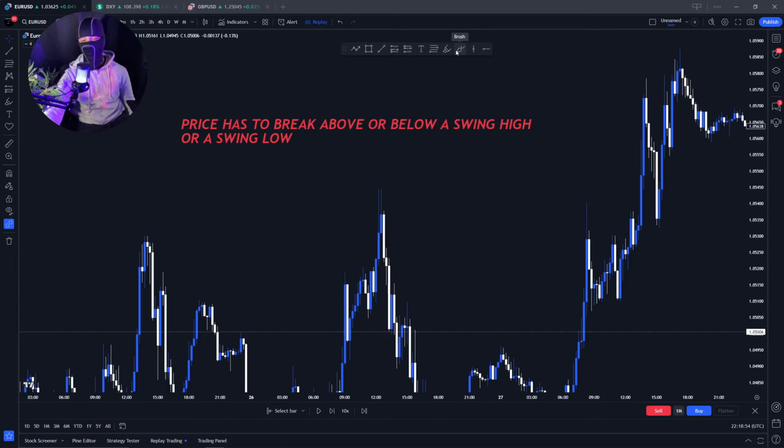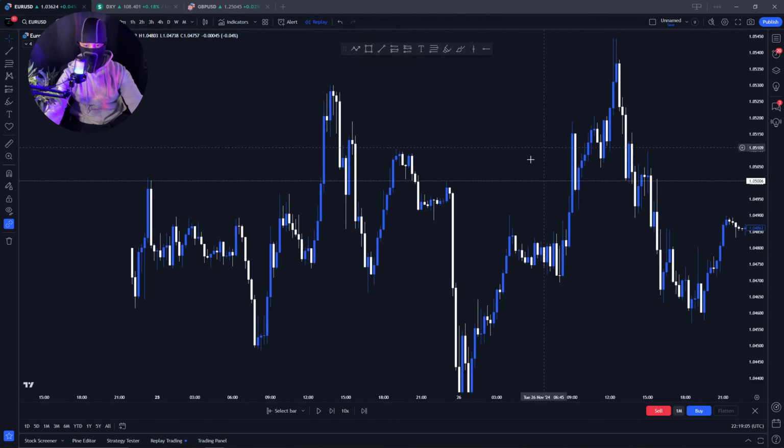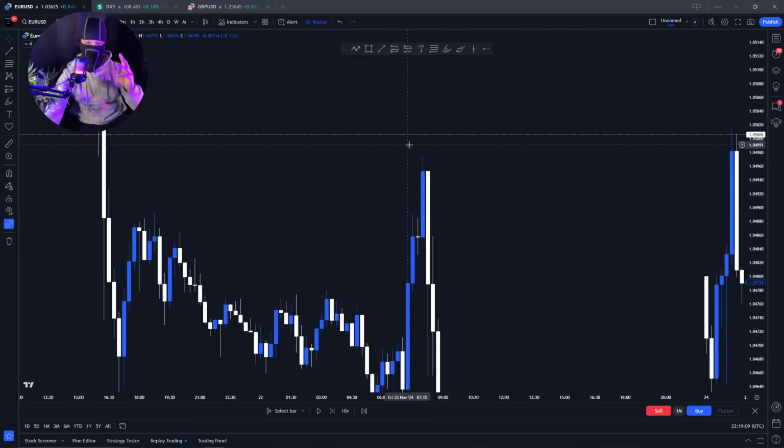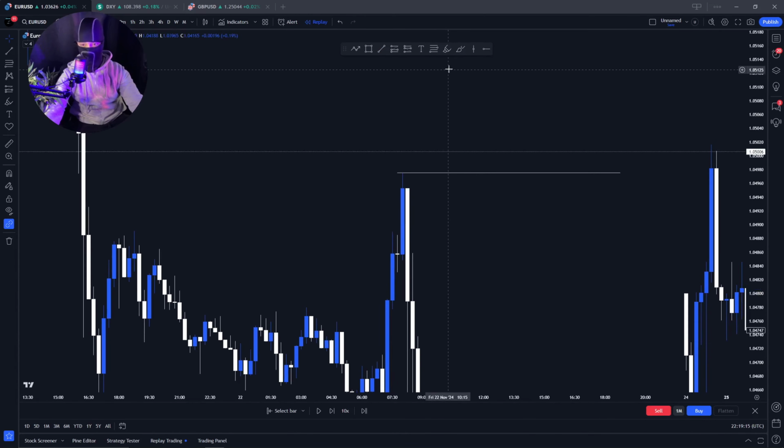You guys are probably thinking, what the hell is a swing high or a swing low? I've never heard this in my life. Calm down, calm down. Like I said, you're going to get some. So how do we identify a valid swing high or swing low? So first of all, let's just zoom in and we have to pick 3 candles. Now this here would be our swing high. How do I know?